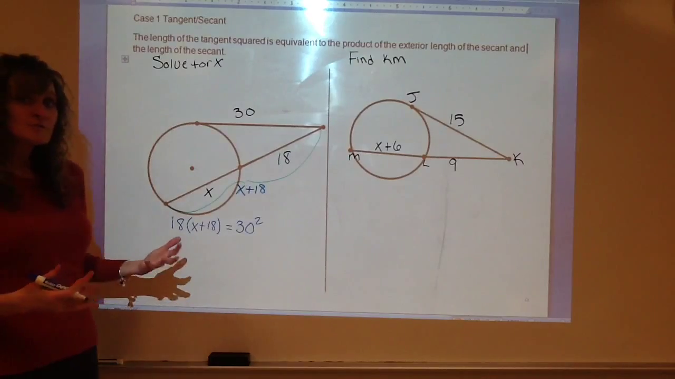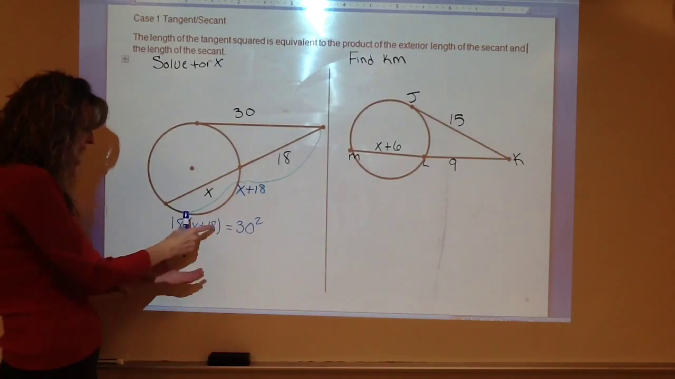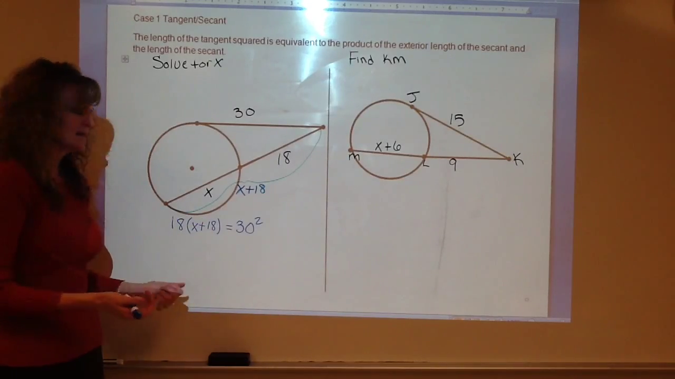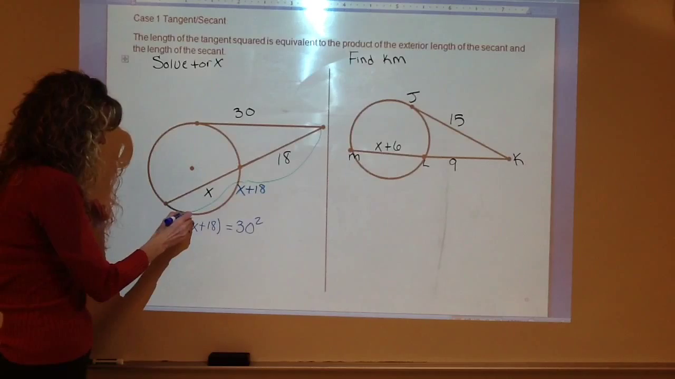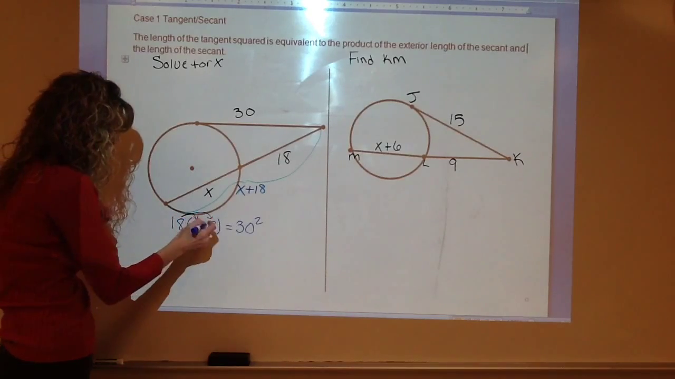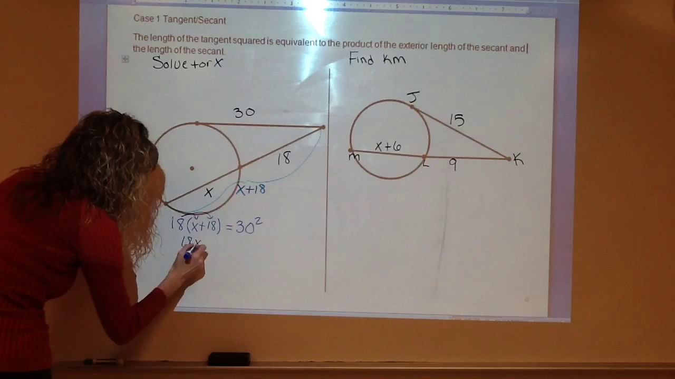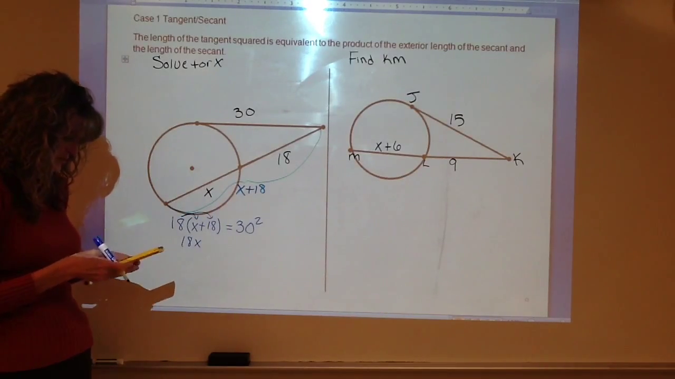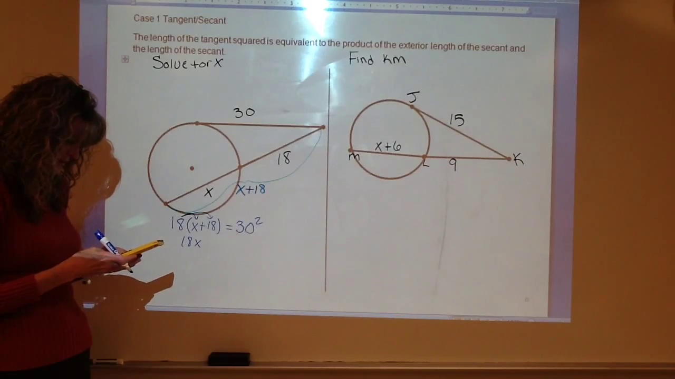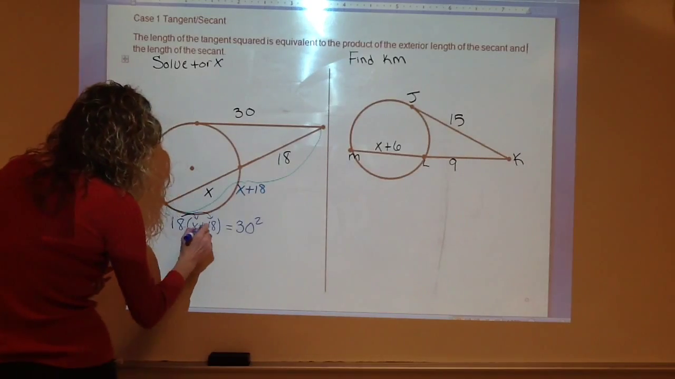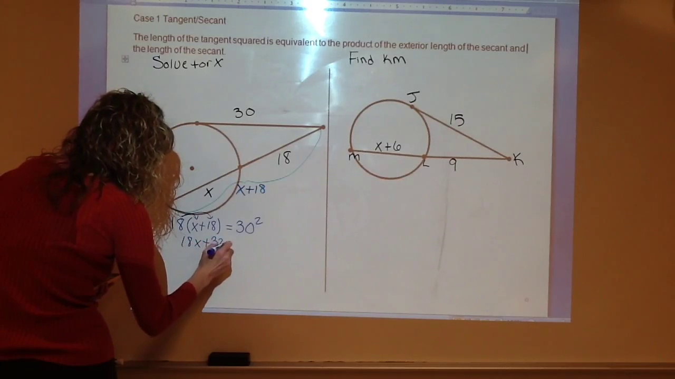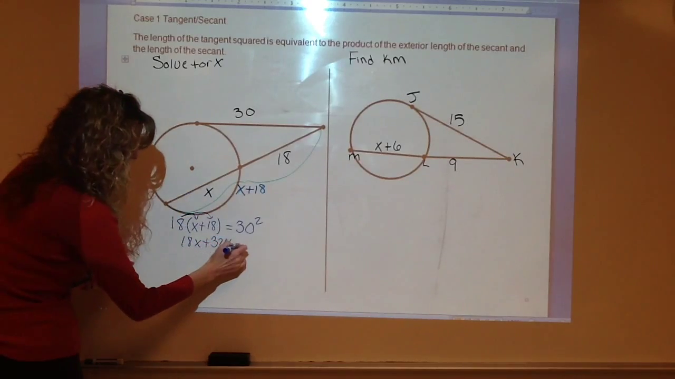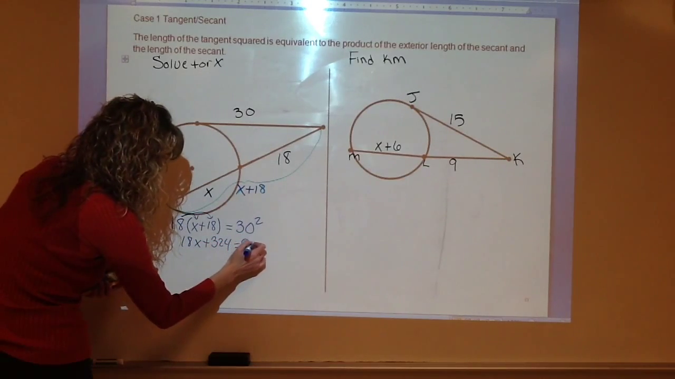Okay, so I have to use my algebra skills here, and I know that I need to work inside the parentheses if I can. I can't add that x and 18. So now I'm going to distribute this 18 in. So I get 18x, and you can use your calculator for the big numbers. You don't have to do that in your head. You have calculators. So we have 18 times 18, and I get 324. So I went 18 times x, 18 times 18 equals, and then 30 squared, and you can do that in your calculator as well.